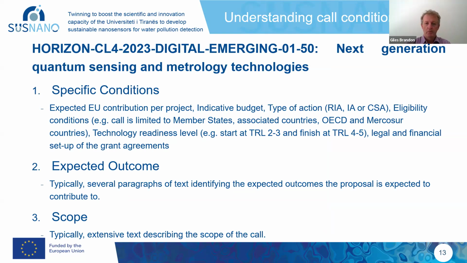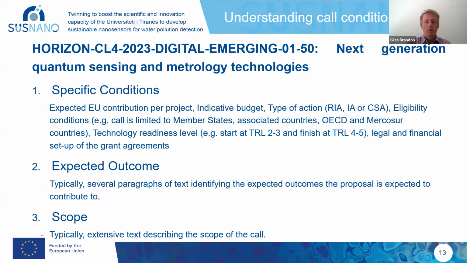So what I've done here is I literally grabbed the title from a past Horizon Europe call. You can read this rather long code at the top: Horizon-CL4, which is short for Cluster 4, -2023, the year, -digital emerging, -01, -50. So this is what they call a call identifier. This is a specific code that identifies this particular call for proposals. This was one from 2023, from a couple of years ago. And the title of the call was Next Generation Quantum Sensing and Metrology Technologies.